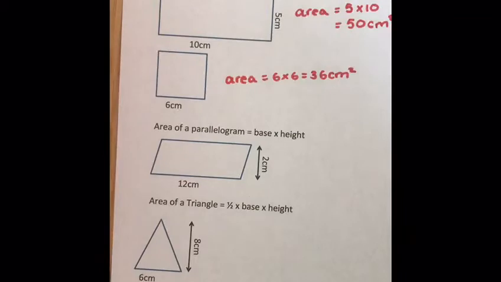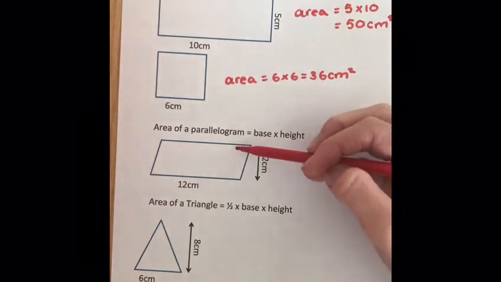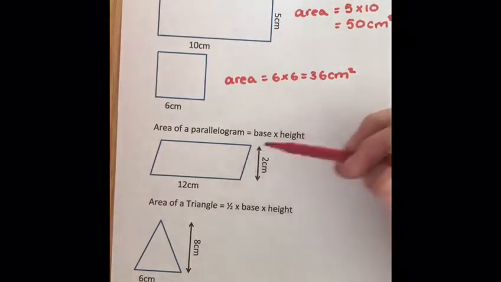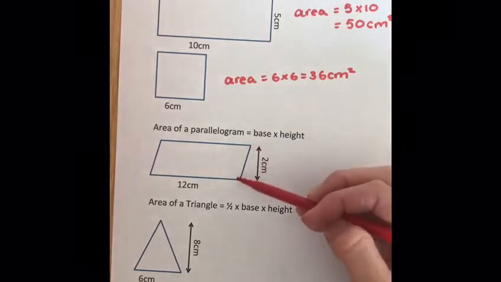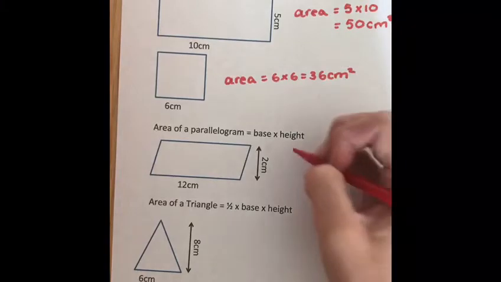The next shape is a parallelogram. Now, the formula for the area of a parallelogram is you multiply the base by the height. But it's important to remember that when they talk about the height of a parallelogram, it's the perpendicular distance between the top and the bottom. So that distance there, and not the length of the slanted lines.